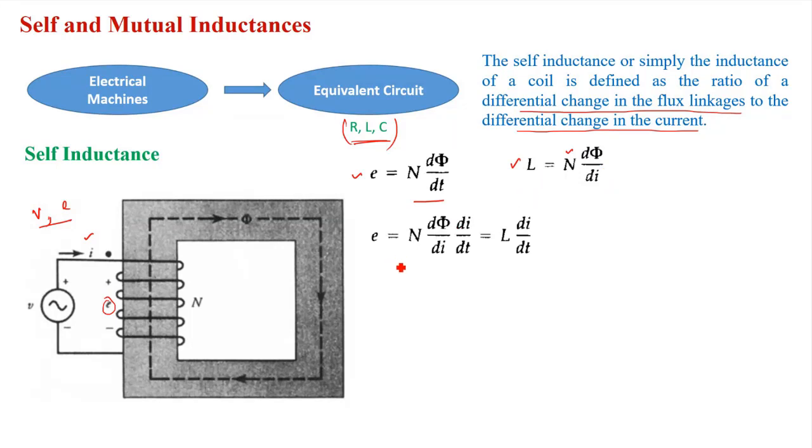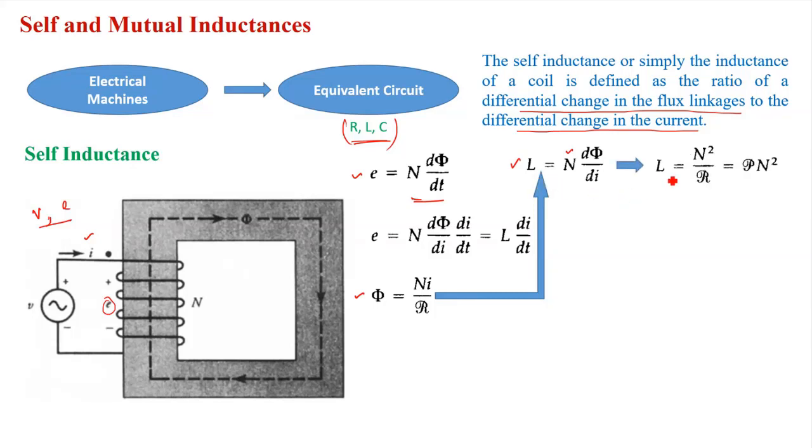Now I can write E with a little adjustment. If I do some adjustment, I can write N d phi by di into di by dt. So here N d phi by di, I know it is nothing but equal to L. So I can write it as L di by dt. And also we know phi equals Ni by reluctance, that is net MMF by reluctance. And just by substituting phi in this equation, what will happen then?